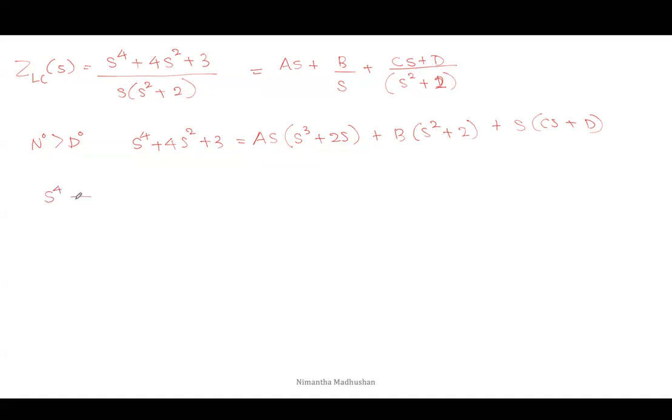If we consider s to the power 4, from the left hand side, the value is 1. From the right hand side, the value is a. For s to the power 2, from the left hand side, 4 is equal to 2a plus b plus c. The value of a is equal to 1, then 2 is equal to b plus c. Then for s to the power 0, 3 is equal to 2b.